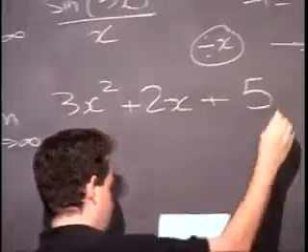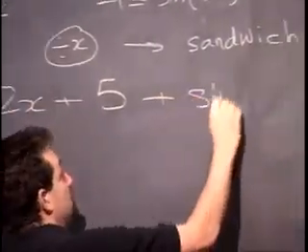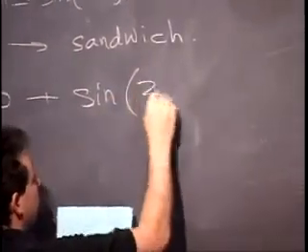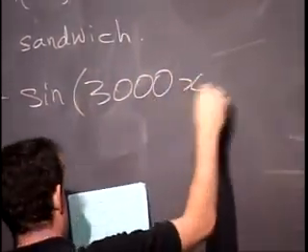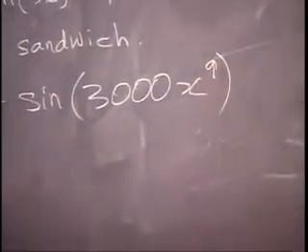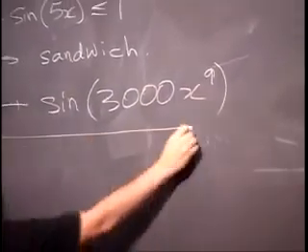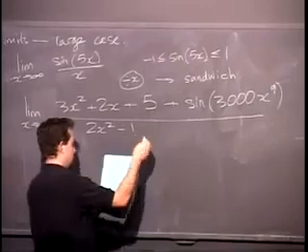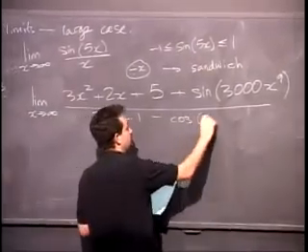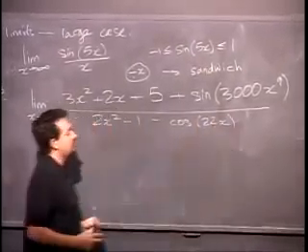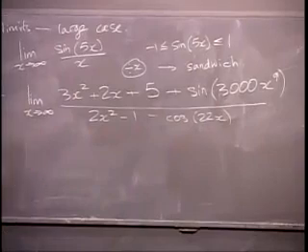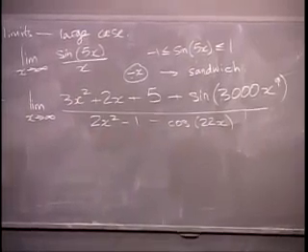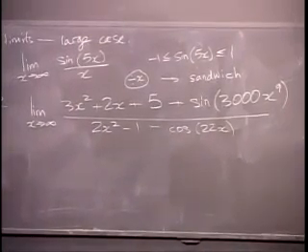So we're looking at a limit, and it's a polynomial on the top, but I've got this sine term that is 3000x to the 9. Sine of that quantity divided by 2x squared minus 1 minus cosine of 22x. Okay, so if it weren't for the trig things, that would look like a poly over a poly. And we know how to handle those.